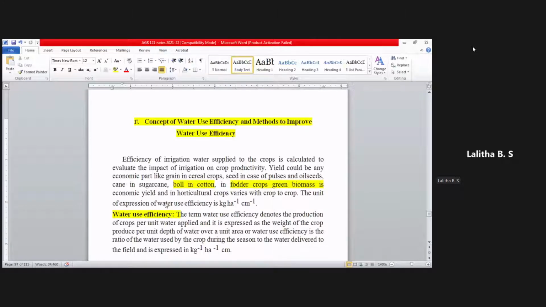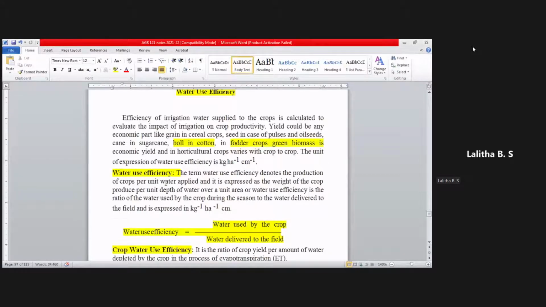Then the unit to express the water use efficiency is kg. How many kgs we got per hectare centimeter? If we have given 1 hectare centimeter, that means 1 lakh liters. For that, how many kgs of ragi or beetroot and others we got, that it shows. So water use efficiency denotes the production of the crop per unit of water supplied, and it is expressed in weight.